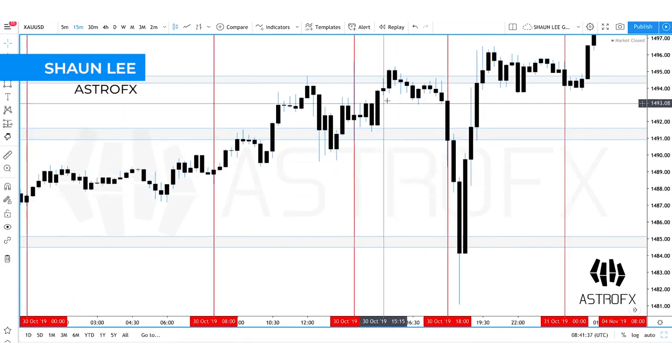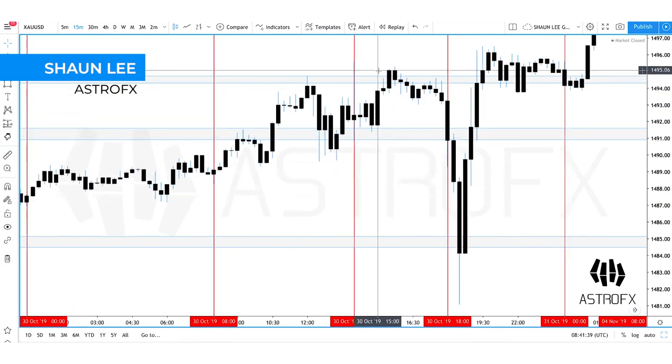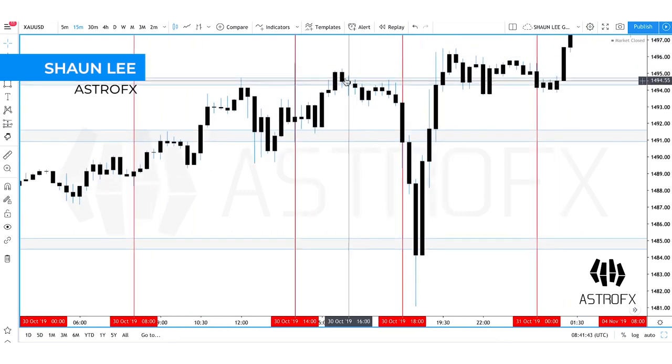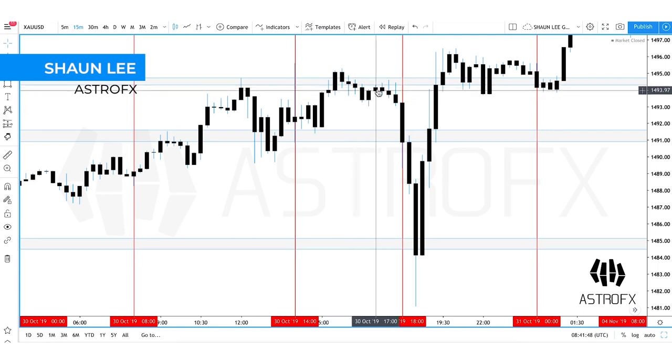We can see price boost into 1495, which is a psychological level, but then looking carefully, once price was back below, as you can see here, here, here, the price remained below that area with the spikes going into the high.